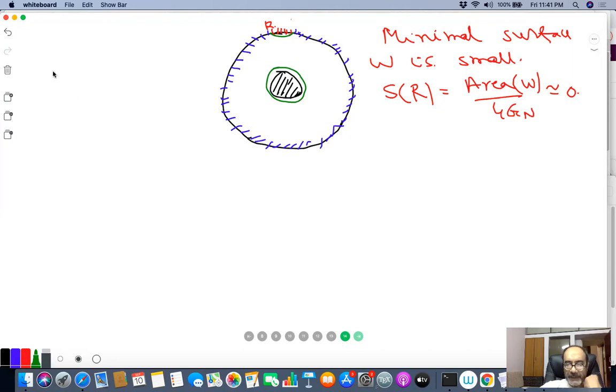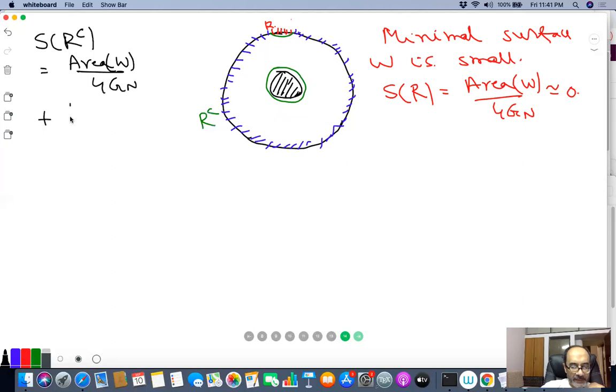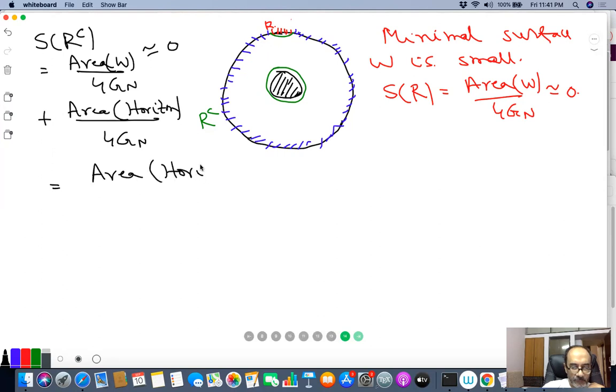So for the complement, if we call this RC, S of RC will be given by area of W over 4GN plus area of the horizon over 4GN. So this is almost 0, and you are left with area of horizon over 4GN.